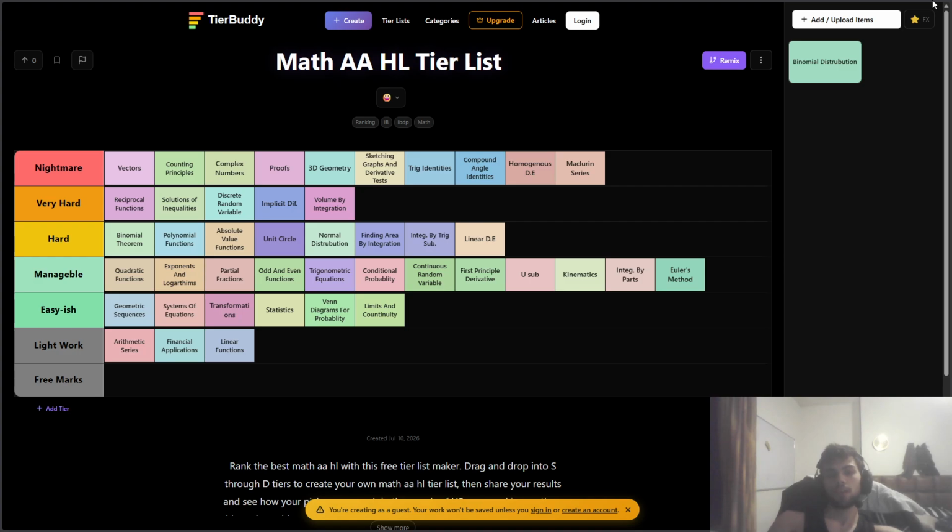I wish I could hear people's opinion of what they think of this. Some people maybe think I'm just an idiot, but I think this list makes sense. But if I could add another tier here just for vectors, this topic is so garbage. So much pain.